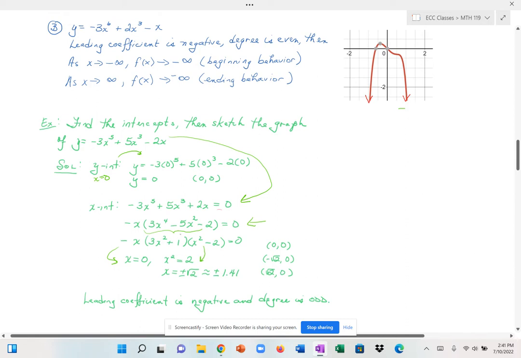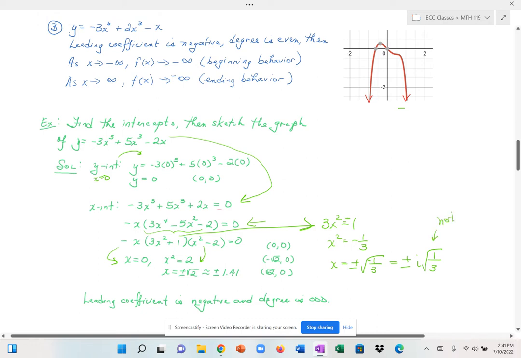I didn't solve this one because I know that if I solved it, you would subtract 1 from both sides, then you would divide by 3, then you would take the square root, and the square root of a negative number is an imaginary number. So this would be plus or minus i root 1 over 3. This is imaginary. This is not a real number.